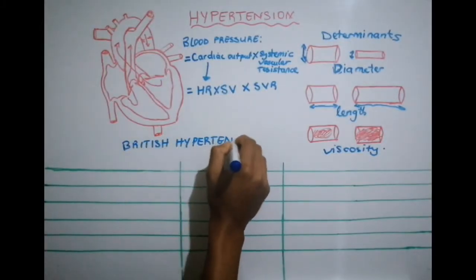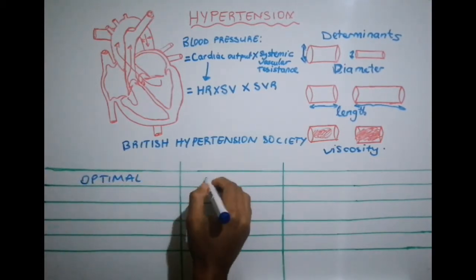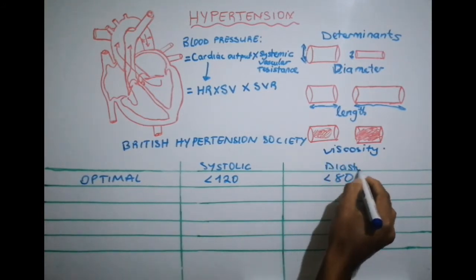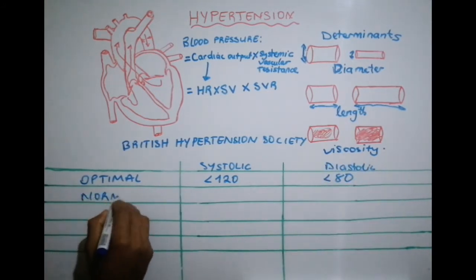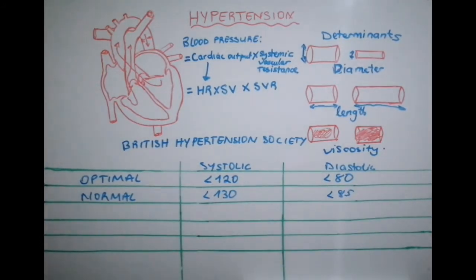The British Hypertension Society brings to us a classification of blood pressures. Optimal blood pressure being a systolic of less than 120 mm of mercury and diastolic of less than 80 mm of mercury. Normal BP of less than 130 systolic and less than 85 diastolic.